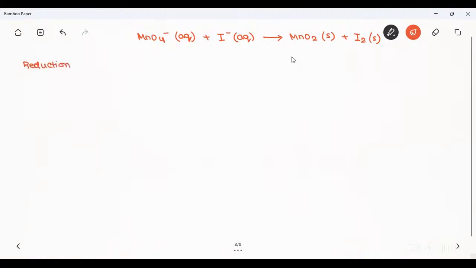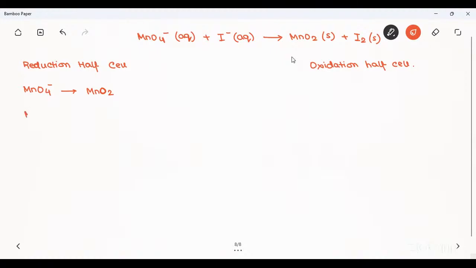Reduction half cell. And here, this is the oxidation half cell. Right. So the reduction half cell will be MnO4 minus to MnO2. So to balance, first you need to balance the oxygen. Manganese is already balanced. So that is the reason you need to balance the oxygen.